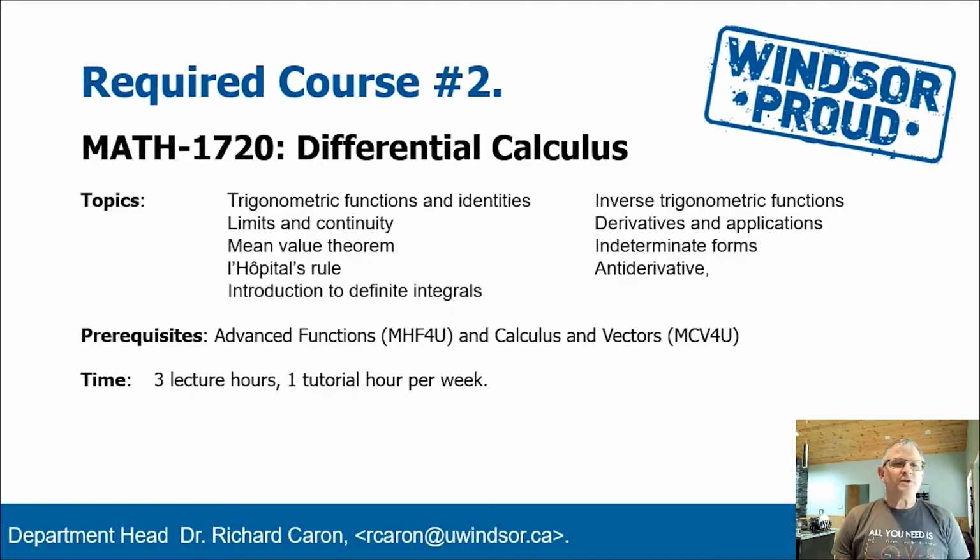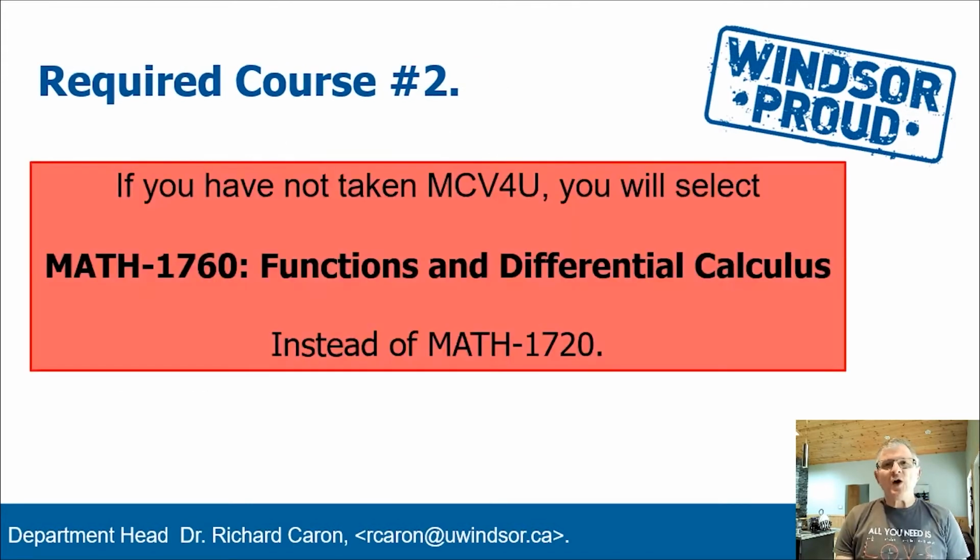The other required course, Math 1720, Differential Calculus: you'll take the typical courses on subjects on continuity, trigonometric functions, the mean value theorem, derivatives, antiderivatives, and so on. Again, 3 hours of lecture each week and 1 tutorial hour each week. The same prerequisites, advanced functions and calculus and vectors. Like linear algebra, if you haven't taken calculus and vectors, you will select Math 1760, functions and differential calculus, instead of Math 1720. An extra lecture hour each week, but the same final examination, so you'll be fully prepared for your second semester.